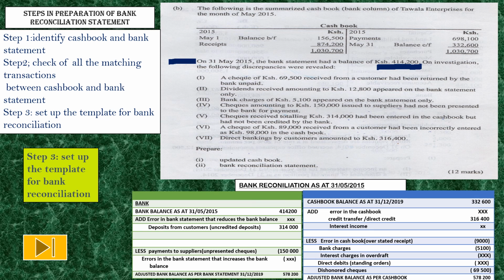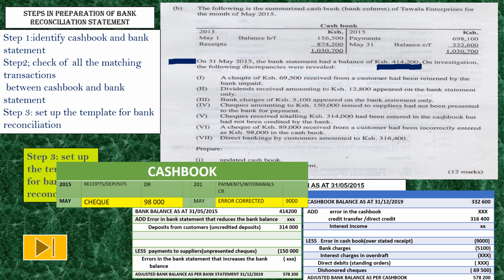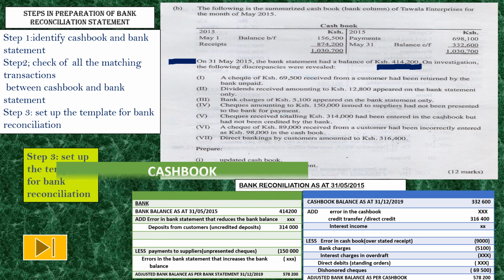A check of shillings 89,000 received from a customer had been incorrectly entered as shillings 98,000 in the cash book. This was an error which was committed within our cash book, and this particular error was increasing the money that we had within our cash book. So what we are going to do, we are now going to reverse the process by reducing the money that we have within our cash book. So we have an error which was an overstated receipt. So the difference between the two of 9,000, we reduce the money that we have within our cash book.